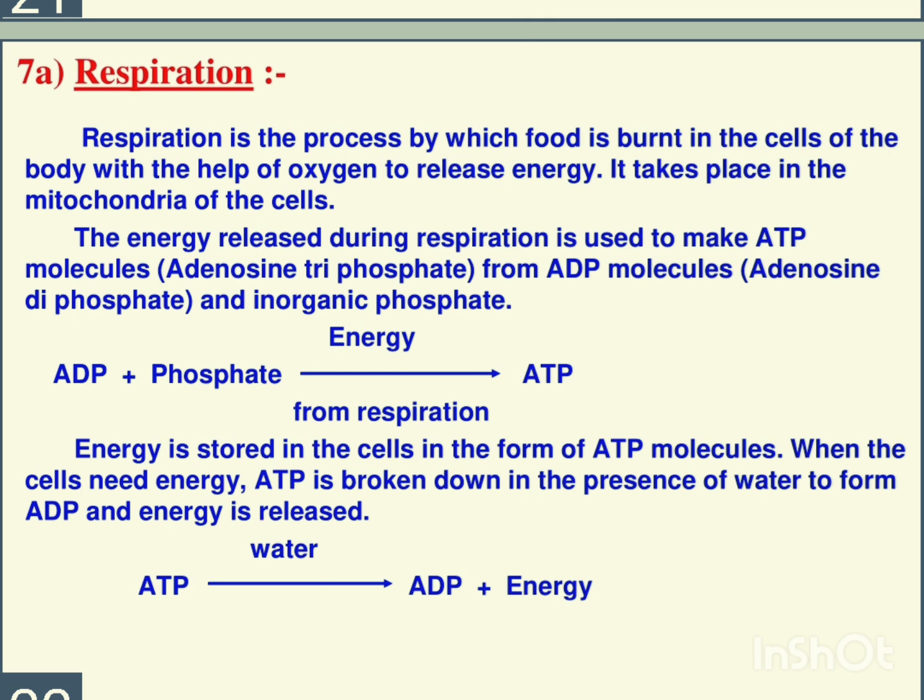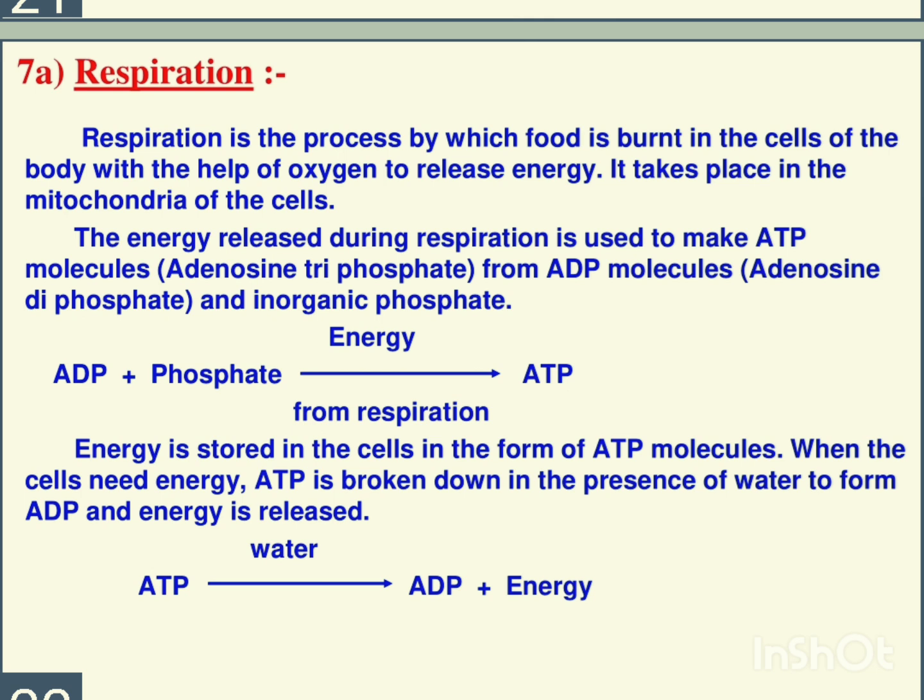In the presence of energy, what is happening in respiration? Energy is stored in the cell in the form of ATP. Whatever food you are eating is stored in the body in the form of ATP molecules. When the cells need energy, ATP is broken down in the presence of water to form ADP, and energy is released. Whenever our body needs energy, the ATP breaks down into ADP plus energy, and again it is utilized by the body for the rest of the processes. In this way respiration takes place.